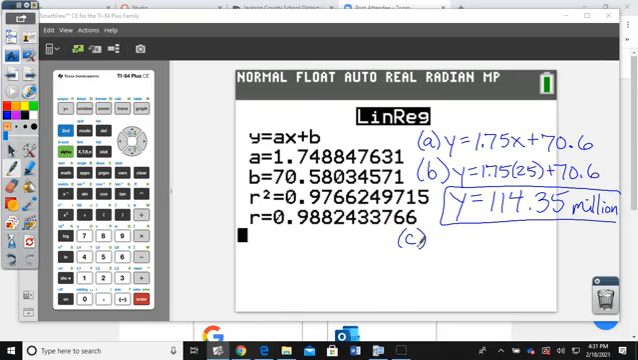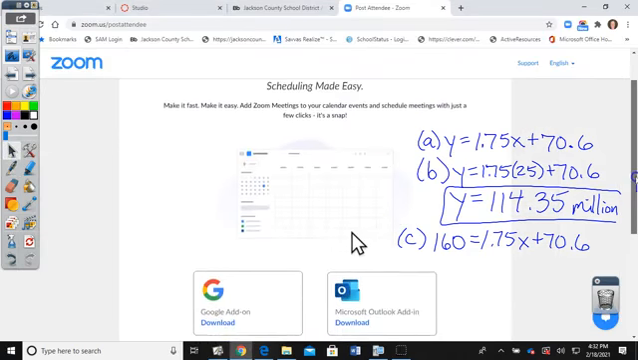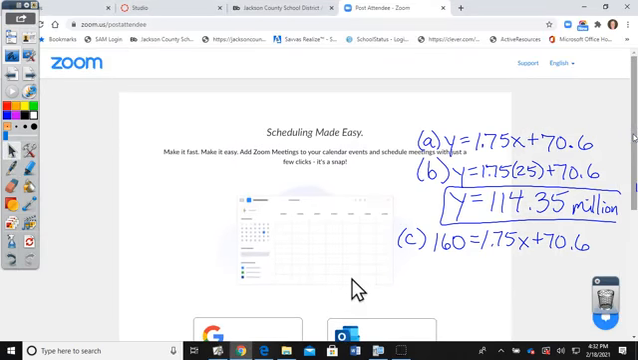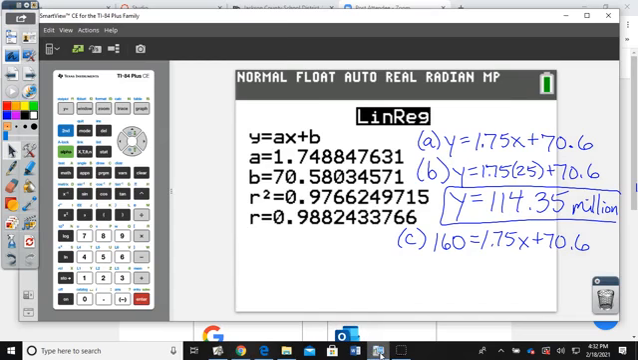Part C, the last one, said use the model to predict what years Mexico's population will exceed 160. So this time the population is Y. So we're plugging in 160. Okay, 160 equals 1.75x plus 70.6. And we're solving it for x this time. Okay, so let me scroll that up a little bit. If I can, it won't let me. Oh well. Let me put it back here. I'll just write down here.